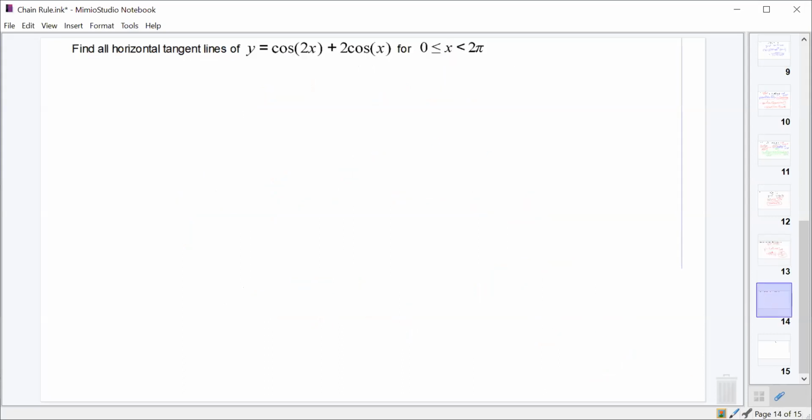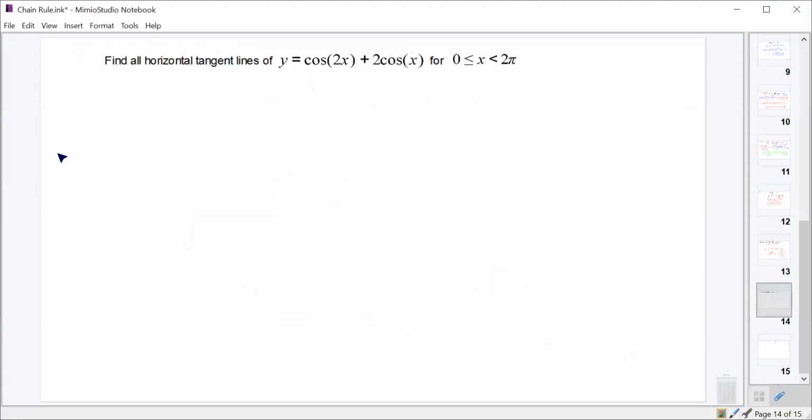All right, let's do this one together. We're going to find the horizontal tangent lines of y equals cosine 2x plus 2 cosine x. I want to make sure you guys know how to solve these trig equations when we get there. So if we're talking about a horizontal tangent line, what does that tell you? Slope equals 0. Our slope, y prime, needs to equal 0. Our derivative needs to equal 0, right? Because it's a horizontal tangent line. And so what do we first need to do? We need to find the derivative.